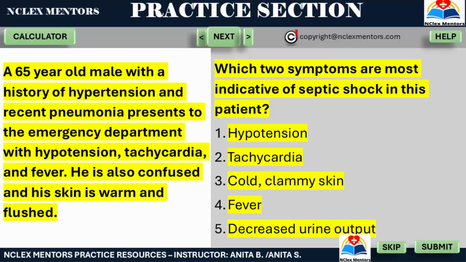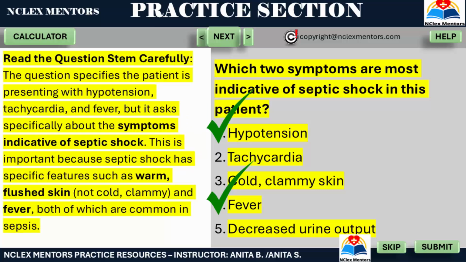A 65-year-old male with a history of hypertension and recent pneumonia presents to the emergency department with hypotension, tachycardia, and fever. He is also confused and his skin is warm and flushed. Which two symptoms are most indicative of septic shock in this patient? 1. Hypotension. 2. Tachycardia. 3. Cold, clammy skin. 4. Fever. 5. Decreased urine output. The correct answer to this question are 1. Hypotension and 4. Fever. Let's see the strategies to select the right answer.